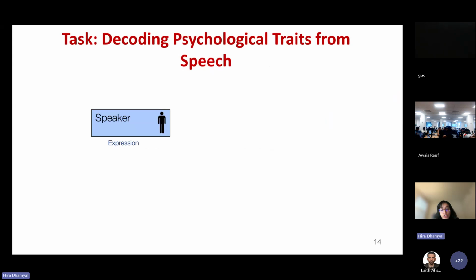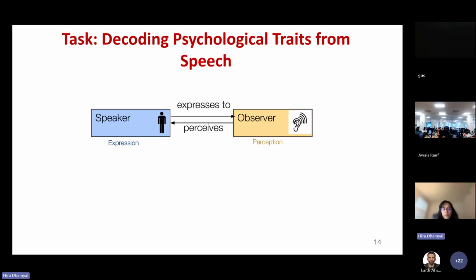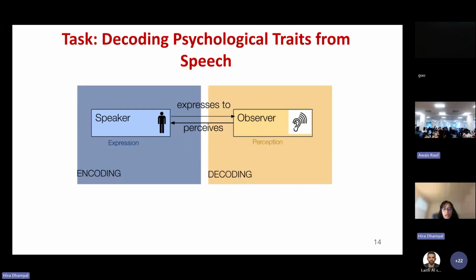Okay, now this was a small detour. I want to jump back into the main topic of this talk. We want to talk about decoding psychological traits like emotion and personality from speech. To set up the task, we note that there are two essential entities in this problem, the speaker and the observer. The speaker expresses the psychological trait by encoding it into the speech signal, and the observer perceives the trait by decoding it from the speech.